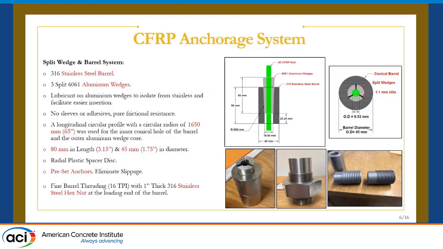So here's the final design and some prototypes. The final design is a threaded barrel on the loading end with a 1-inch thick hex nut that, as you're pulling, will account for the gap in between your steel bearing plate and your barrel.